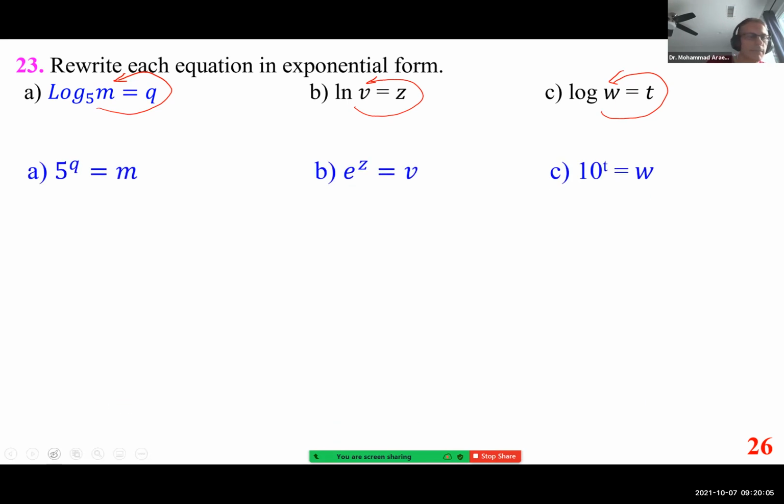This is a natural log. This is a common log, as everybody knows.